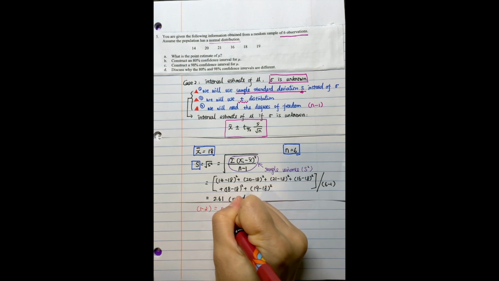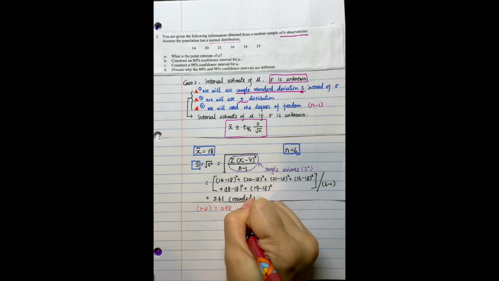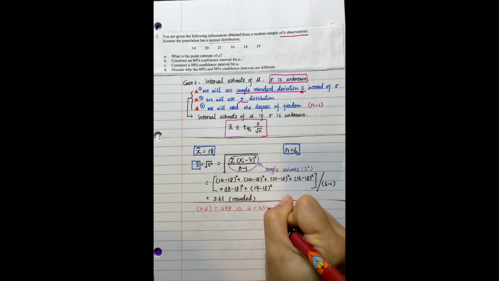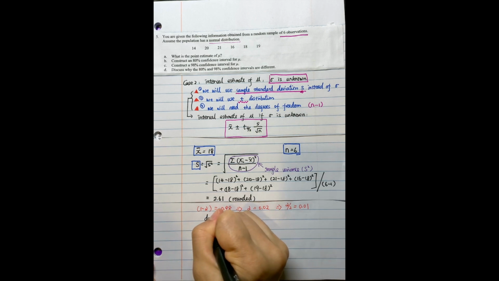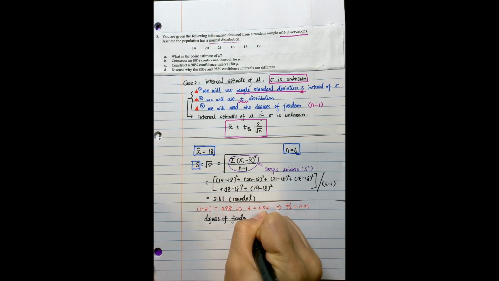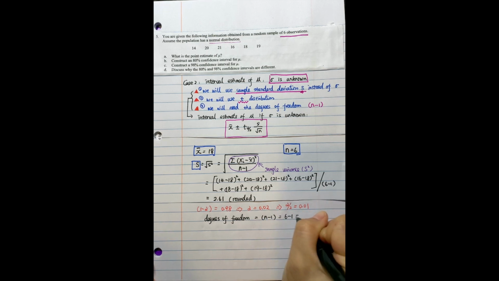However, now the confidence level changes to 98%, which means we need to use 1 subtract alpha equal to 0.98, okay? So from this, we notice alpha will equal 0.02, right? Therefore, alpha over 2 will equal 0.01, okay? Therefore, we still have the degrees of freedom. The degrees of freedom still equal n subtract 1, so 6 subtract 1 equals 5.